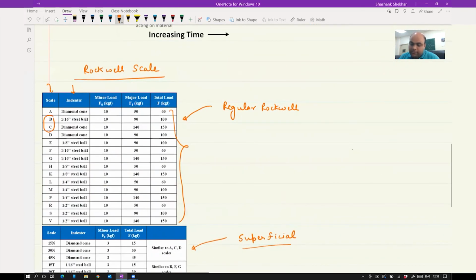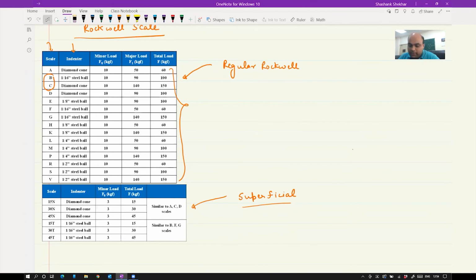Then we also apply a major load onto the minor load. That will vary depending upon the scale. For A scale, it is 50, for B 90, and C 140. And then the total load is the summation of minor load and major load, which is given like this. So you have different scales in the regular Rockwell measurement. Depending upon the material, you would like to go for different scales, but again, the most famous are B and C.